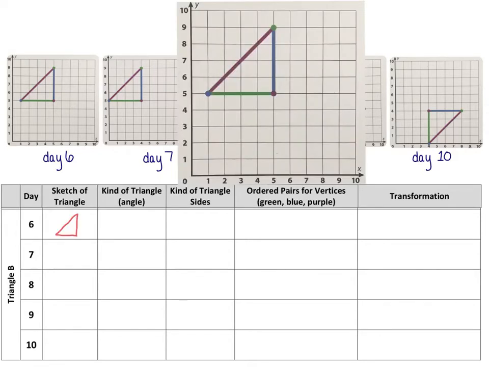So let's sketch this triangle right here on day 6. When you're drawing your triangle, please remember that here we can see this is exactly a right angle because it lines up with the lines on the coordinate grid.